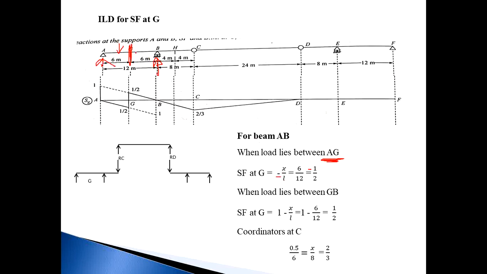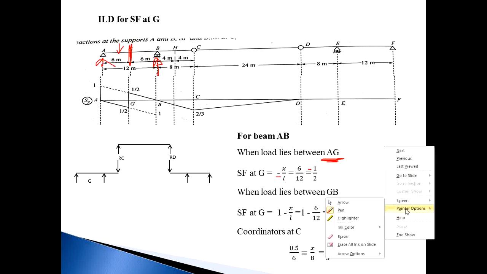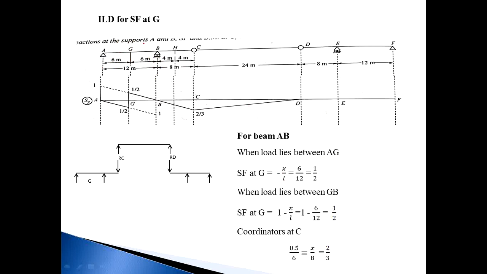Then next, the load crosses point G. So now the load comes between G and B. Now on the right side, the number of forces is 2, that is RB and the unit load, and on the left side there is only one force. So consider now the left side, and we know from the sign conventions that a left side upward force is positive. So shear force at G is equal to RA, and RA becomes 1 minus X by L.